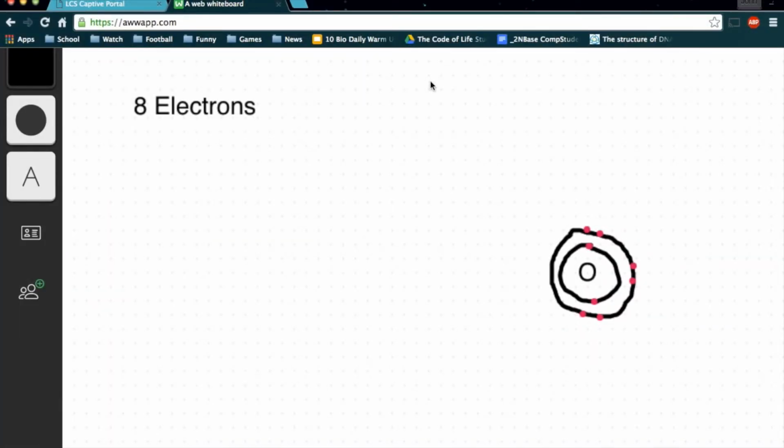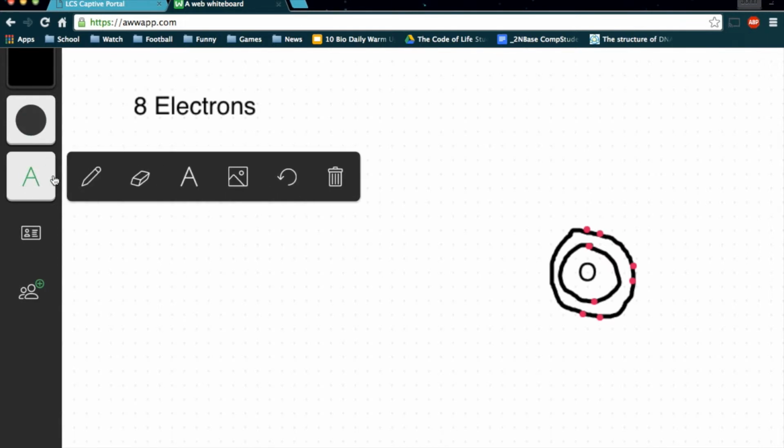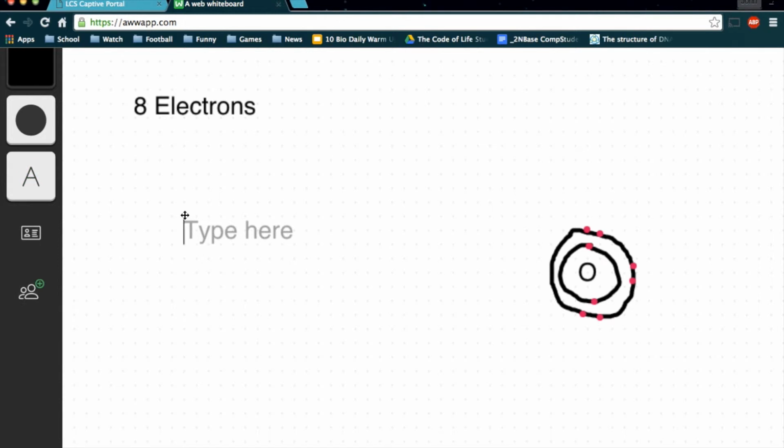Our second example is oxygen. Oxygen has a total of 8 electrons. It has 2 in its first shell and 6 in its outer shell, so 6 valence electrons. Its electron configuration is 2, 6, as the first shell has 2 and the second shell has 6.